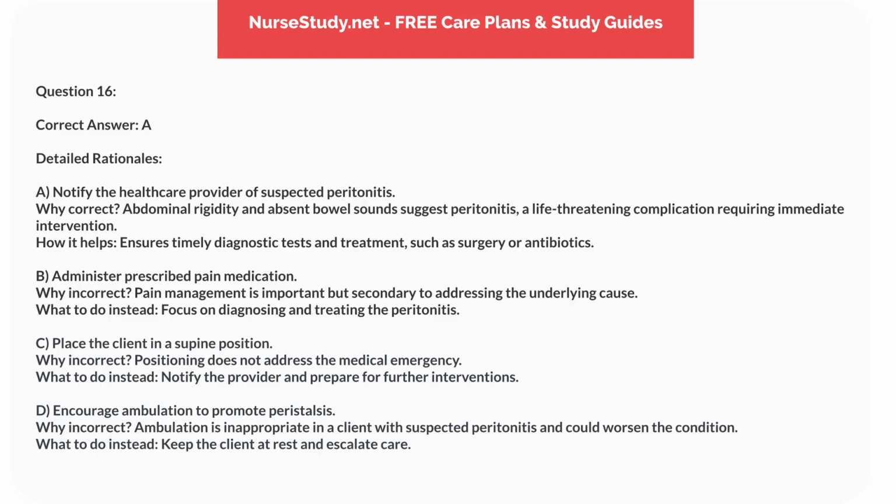D. Encourage ambulation to promote peristalsis. Why incorrect? Ambulation is inappropriate in a client with suspected peritonitis and could worsen the condition. What to do instead: keep the client at rest and escalate care.